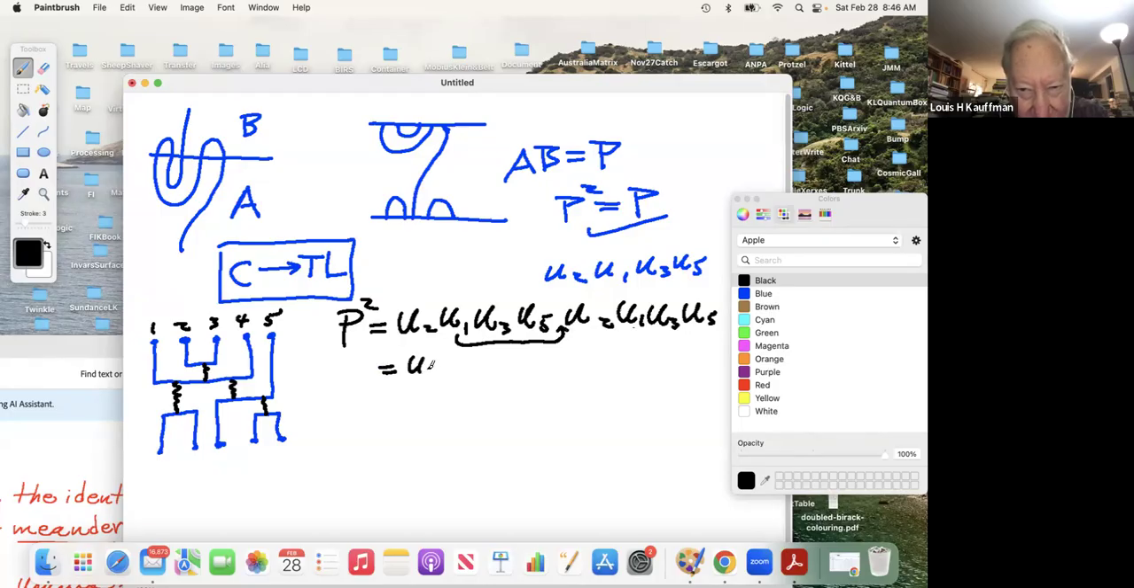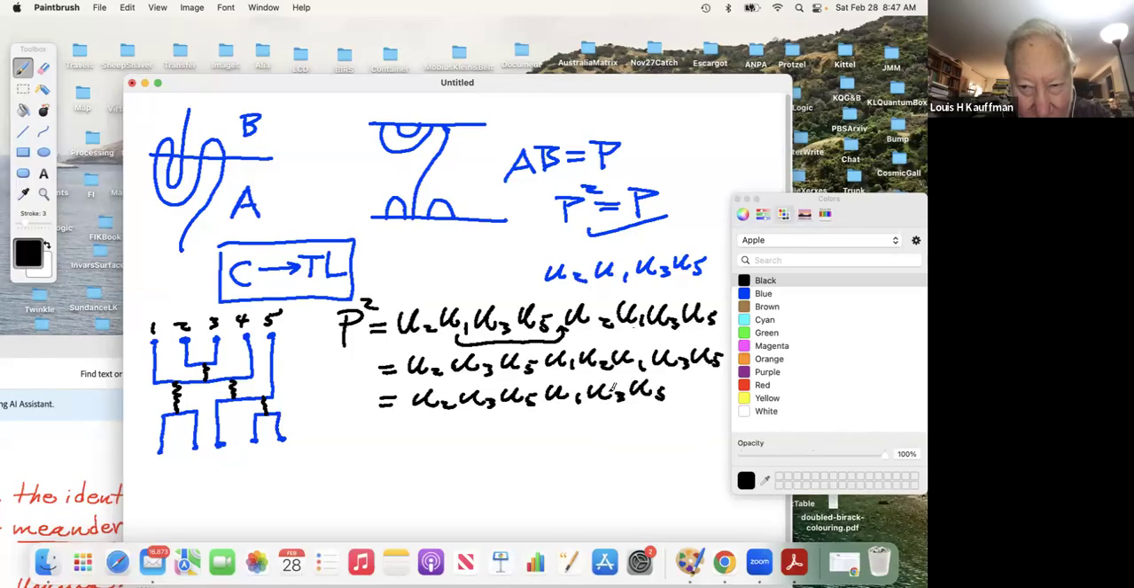So I'll write it out. U2, U3, U5, U1, U2, U1, U3, U5. But U1, U2, U1 is equal to U1. So I get a reduction. And now, what else can I do? Let's see.